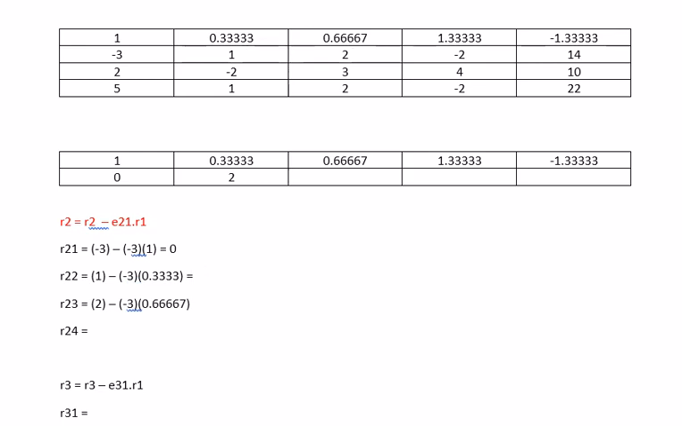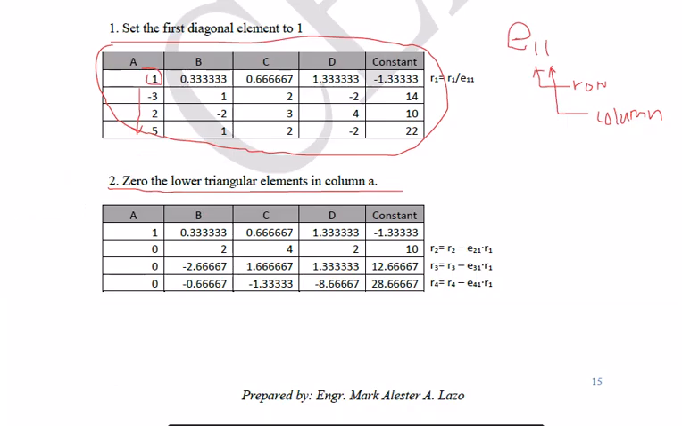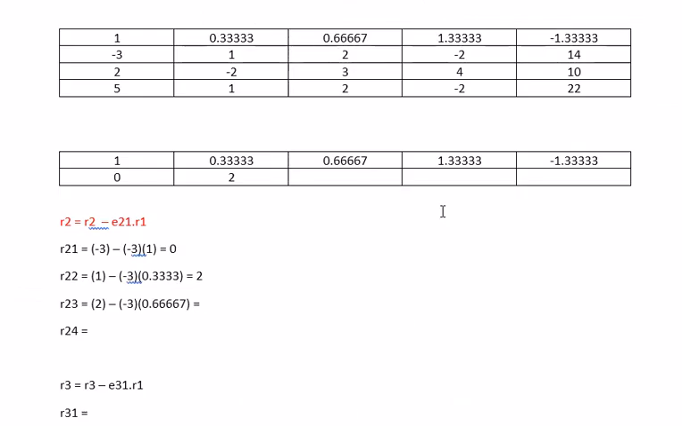Oh, forgot, this one is equal to 2. So negative 2 minus negative 3 times 0.6667, that will give us how much? 2. 4. This is equal to 4.